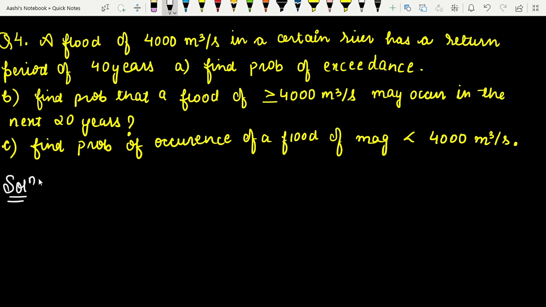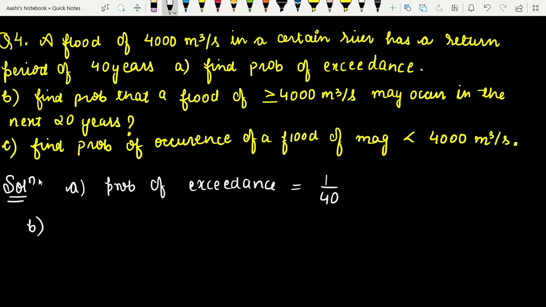Okay. Then what is the probability of occurrence? What are the chances of this flood to occur? So definitely I can say the probability of occurrence is 1 by 40. Yes or no? Because 40 years is the return period. That means once in 40 years it can occur. So that is the probability.